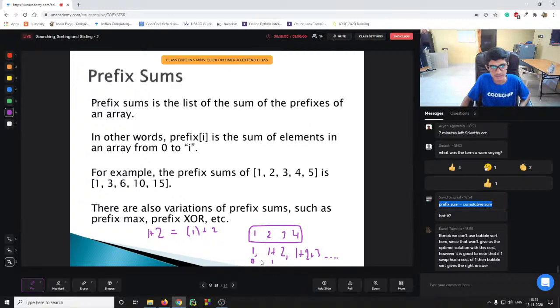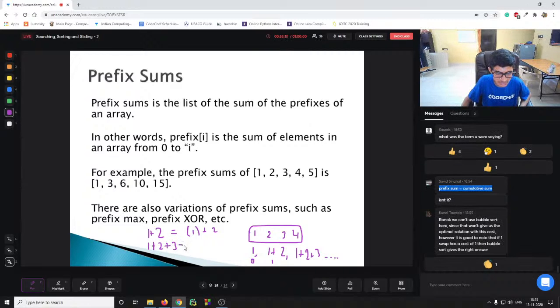So 0, and let's denote this as index 1. Now 1 plus 2 depends on 1, so it depends on the previous value. I'll explain this more again. 1 plus 2 plus 3 is equal to 1 plus 2 plus 3, and 1 plus 2 is the previous prefix sum value. So 1 plus 2 is the last value of the prefix sum, plus 3.